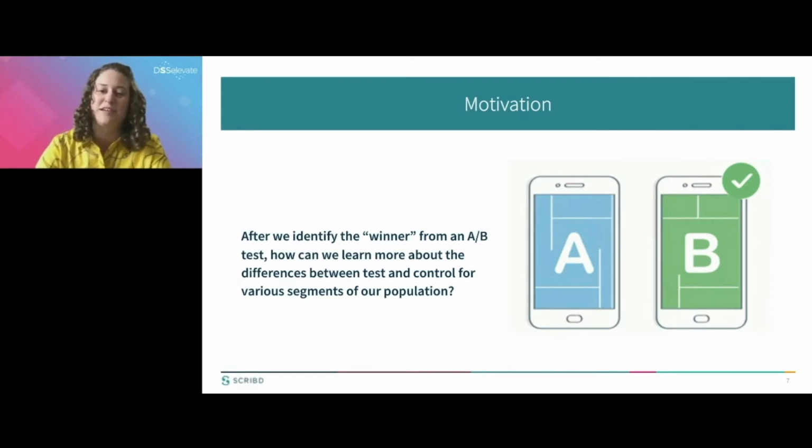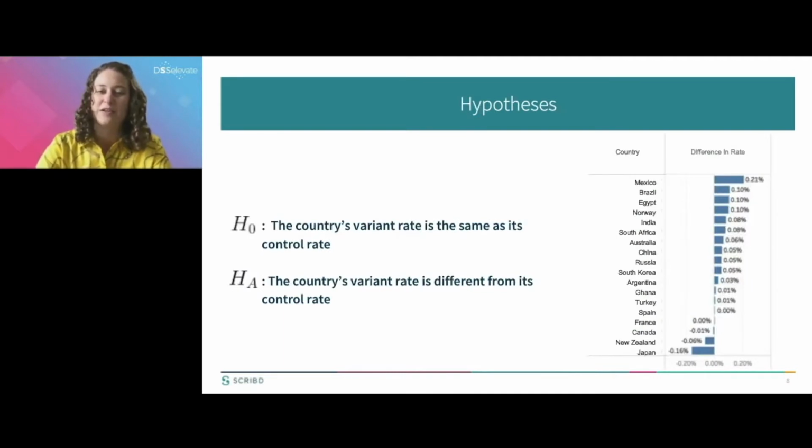So the hypotheses that I landed on to address this problem were the following. The null is that the country's variant rate is the same as the rate from the control group, as opposed to the alternative where the rates are different from each other. I'm just using country as an example of an explanatory variable that you might be interested in, but it could be anything. There's a visualization of this problem on the right-hand side. I've got at least a subset of the countries listed out, but in reality, we want to test all 200 or so. And then there's a difference in the rate for each one of them. We want to know which of those differences are statistically significant and which are just due to noise.